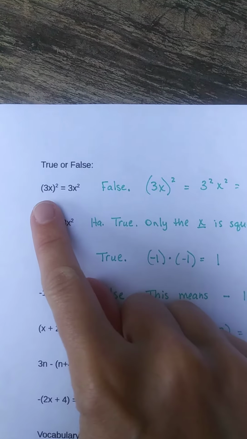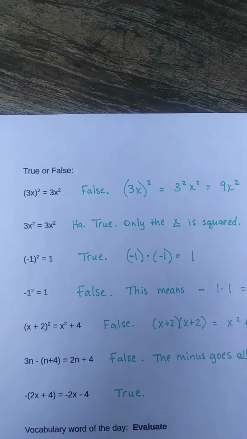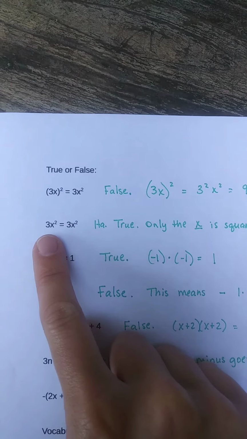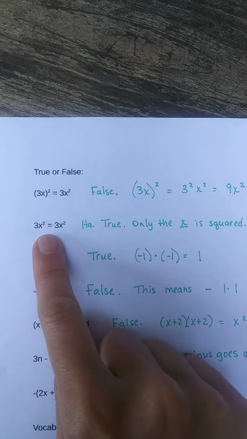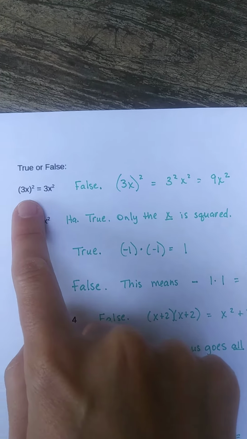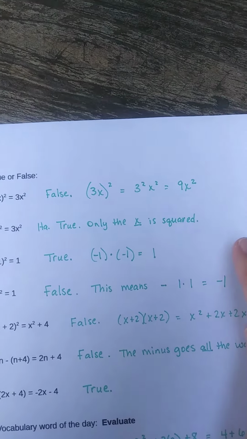So the first one is false because you have to square both the 3 and the x. So your answer should have been 9x squared. The second one is clearly true because only the x gets squared this time. Without the parentheses, we only square the thing that the squared is on, not both of them.